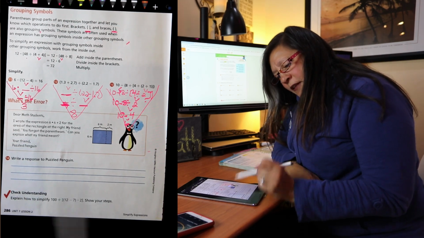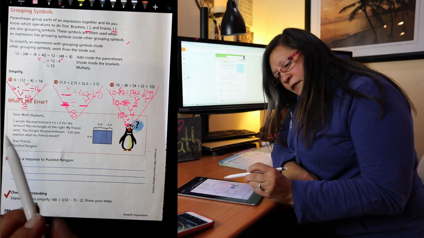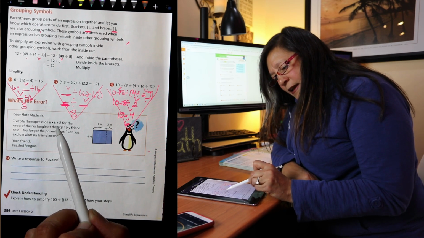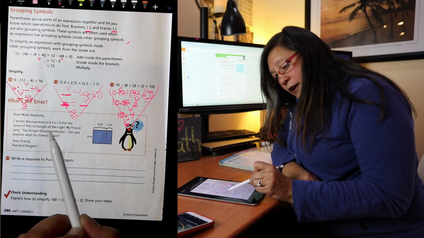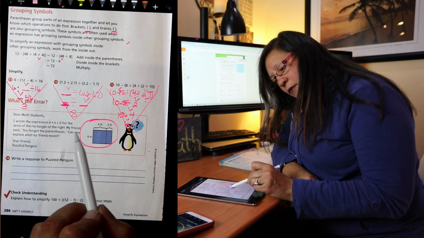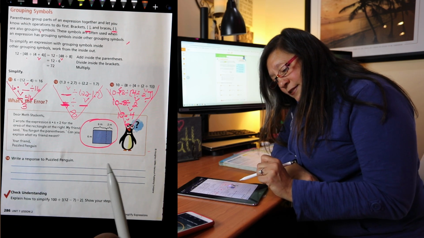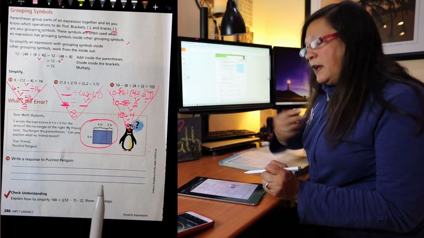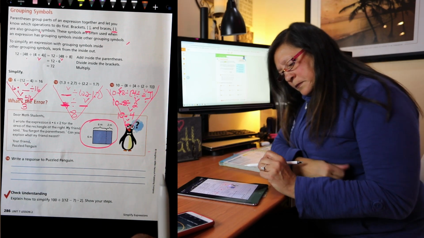Okay. Puzzled penguin. We love our puzzled penguins. Dear math students, I wrote the expression 6 times 6 plus 2 for the area of a rectangle at the right. Okay, so this is the rectangle he's talking about. My friend said, you forgot the parentheses. Can you explain what my friend meant? Take a moment and look at that.